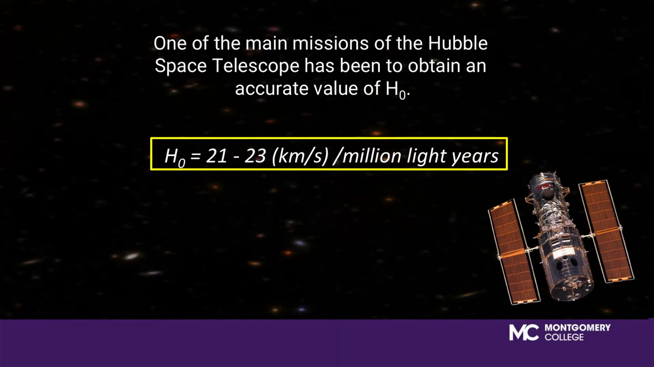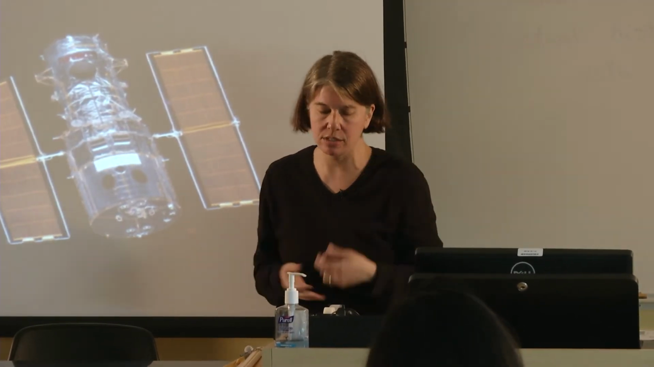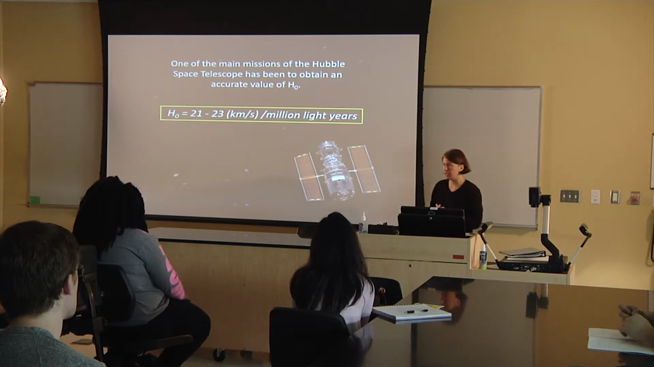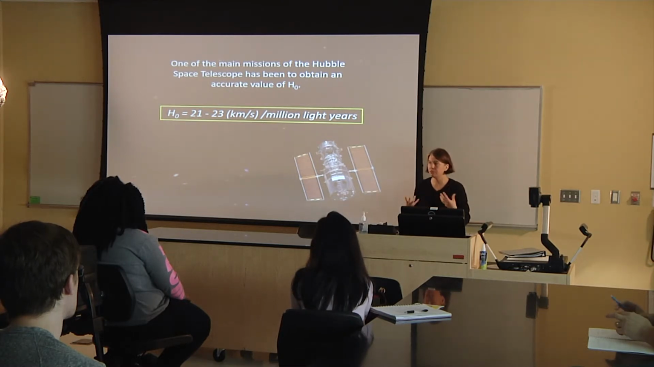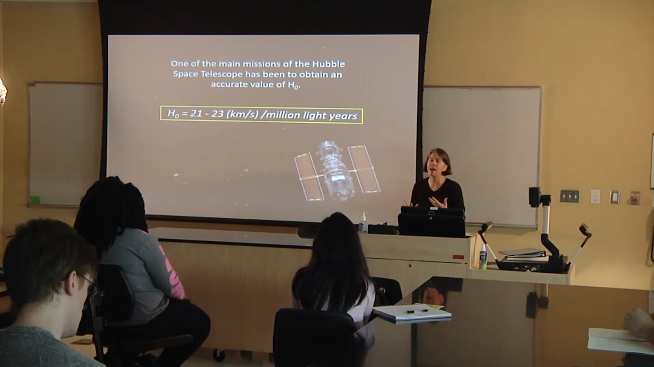That was one of the main reasons we put the Hubble Space Telescope up, to measure Cepheid variables and white dwarf supernovae and measure distances to galaxies. And the value we have right now is somewhere between 21 and 23 kilometers per second per million light years. And different methods have validated this value.